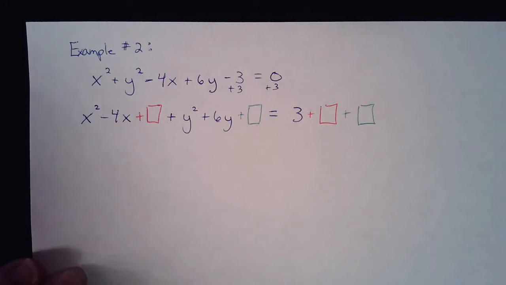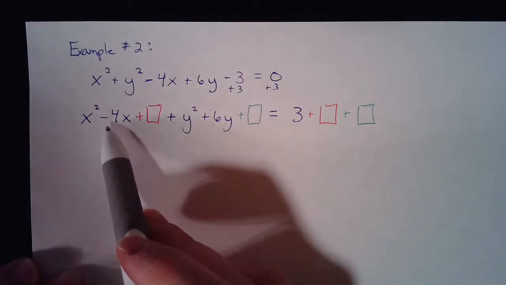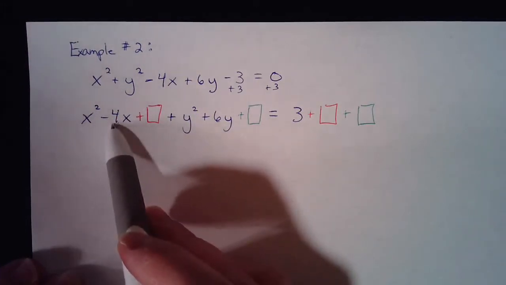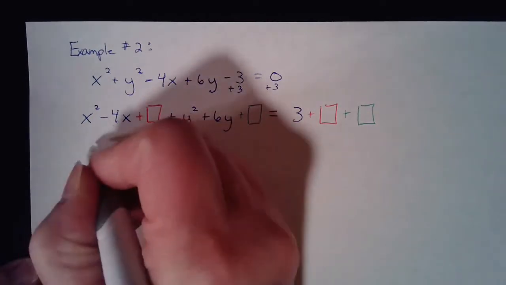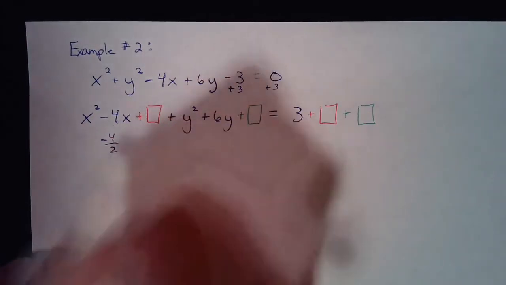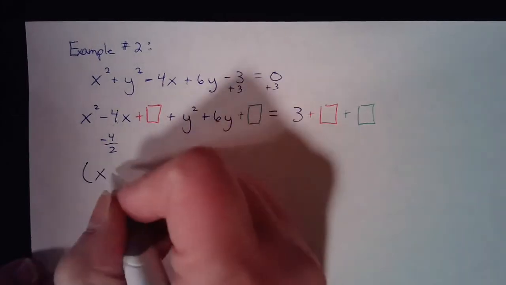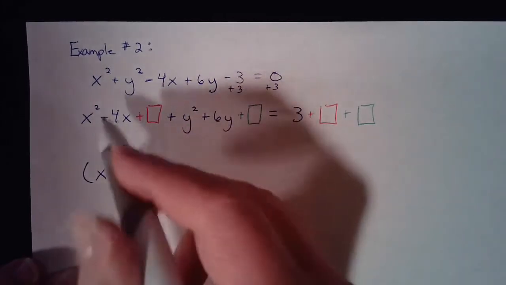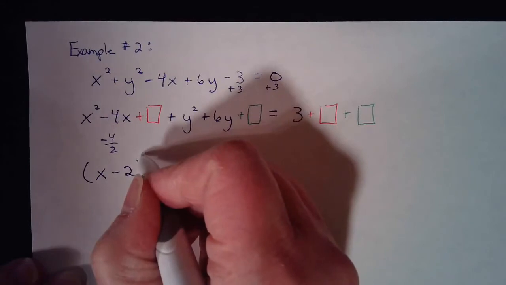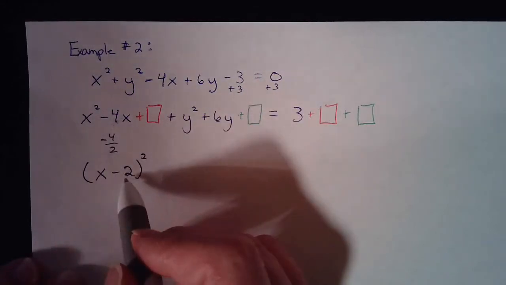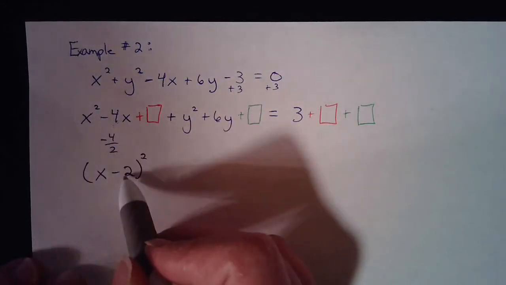So if I take my b value, which is negative 4, and I do negative 4 divided by 2, then that is going to give me a negative 2. So this is going to give me x minus 2 squared. That negative 2 comes from this part right here.